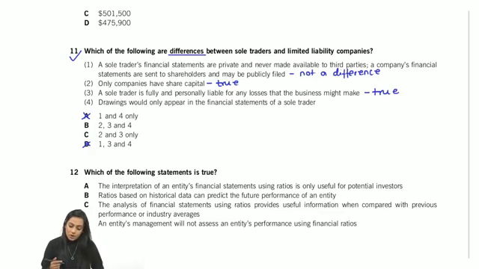And 4, drawings would only appear in the financial statements of a sole trader. This is true. A sole trader has drawings and a shareholder has dividends. So 2, 3 and 4 are correct. So that means the answer is B.